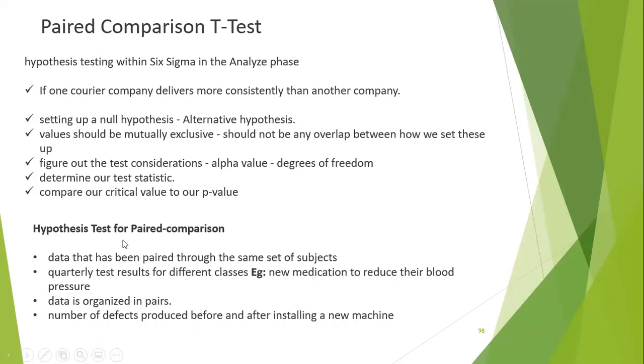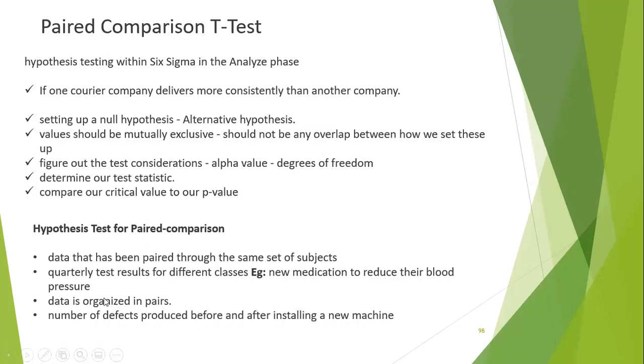And the hypothesis test for the pair comparison. The same thing: we have two tests. One is the pair comparison using the t-test and the pair comparison value. The data has been paired through the same set of subjects. There should be a set of data which is paired together; only then can we use this paired comparison. So what do I mean by that?